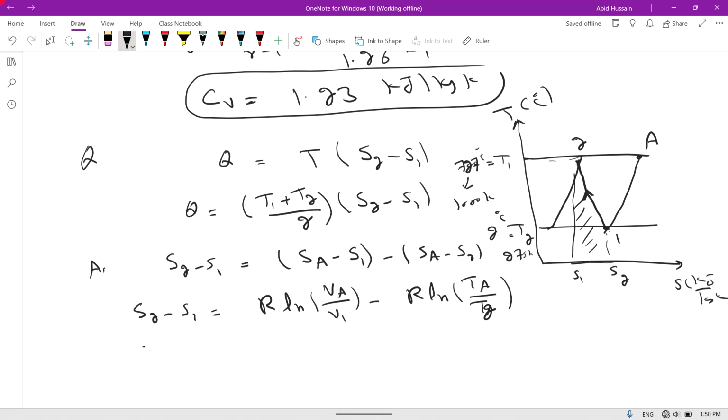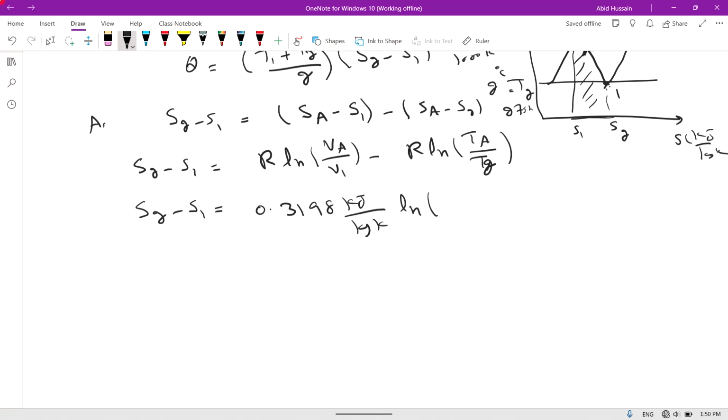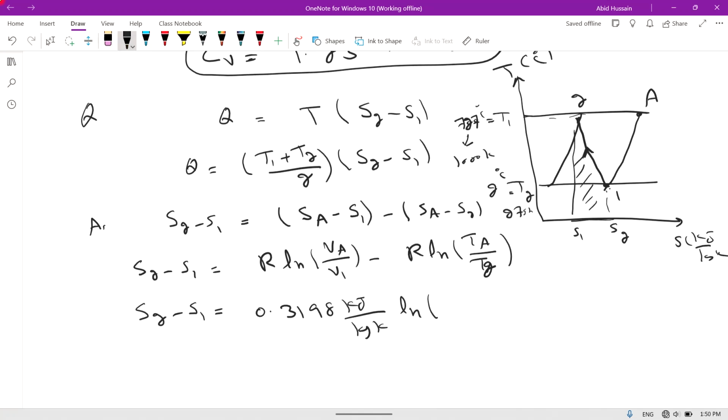So putting the value, S2 minus S1 is equal to, the value of R is 0.3198 kilojoule per kilogram per Kelvin, natural log of VA volume. VA and V1 are equal. V1 is equal to VA is equal to 0.003.